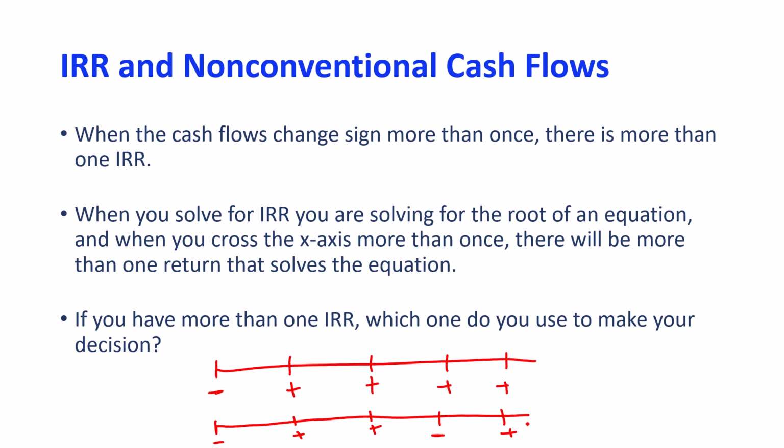When the cash flows change sign more than once, there is more than one IRR. In other words, in a normal or conventional cash flow, you go from negative to positive once, and that's it. But in a non-conventional cash flow, like in this example, you go from negative to positive, and then positive to negative, and then negative to positive again. So we have two sign changes here. And in this situation, you're going to have more than one IRR.